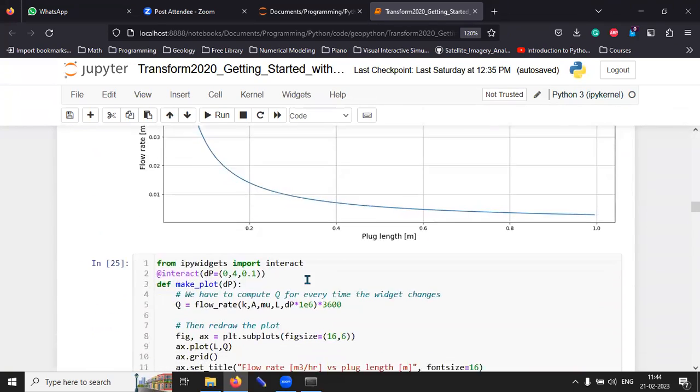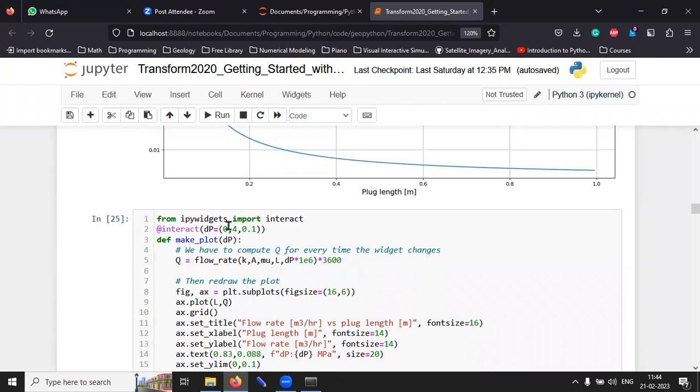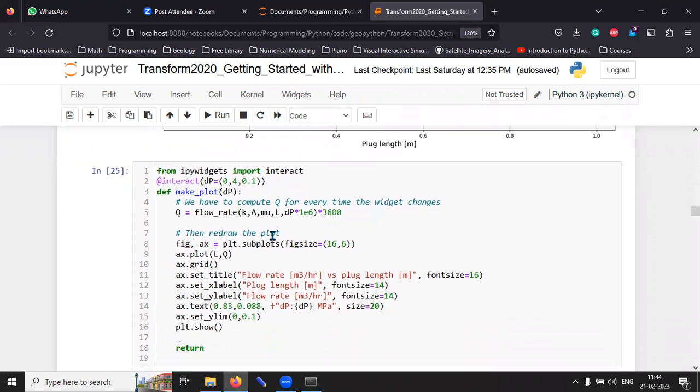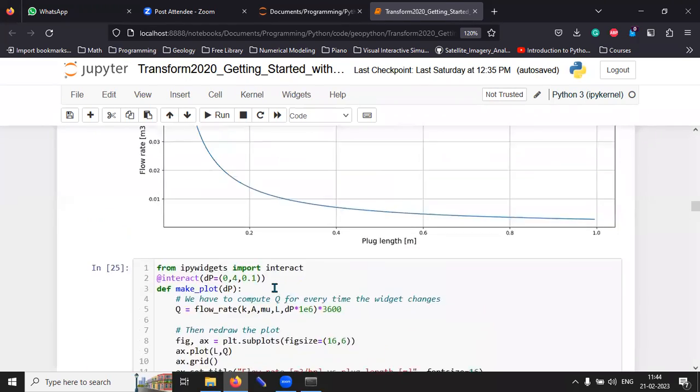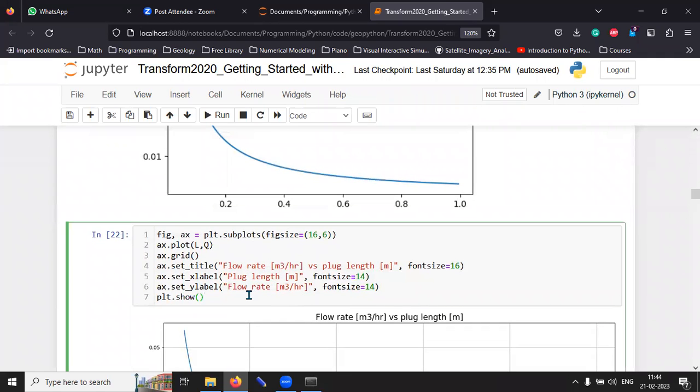So we can write a little code using this interact decorator, where I am going to change the pressure difference from 0, that is no pressure difference, to a pressure difference of 4 with an interim step of 0.1. So I can change the pressure difference by an interval of 0.1, and I can see how the flow rate will change for the different plug length values. And now I am going to run this piece of code.